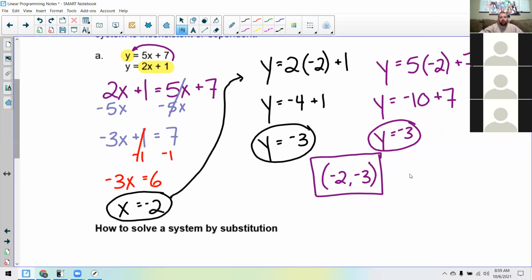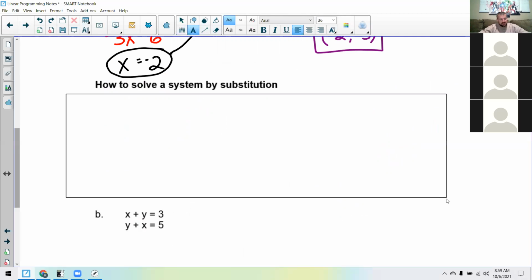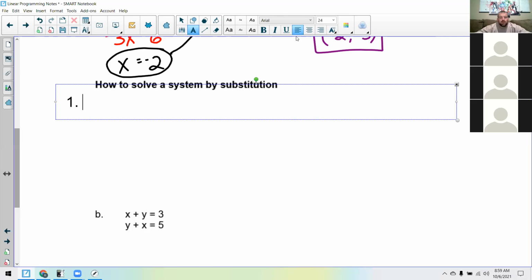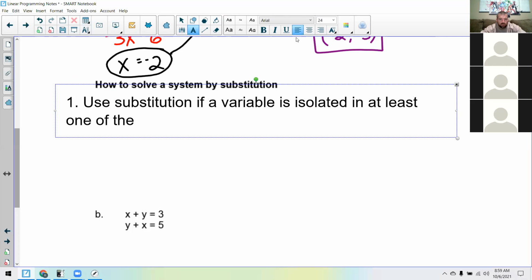Okay. Now let's write out the steps. How to solve a system by substitution. Step 1. This is too big. I'm going to use substitution if a variable is isolated in at least one of the equations.